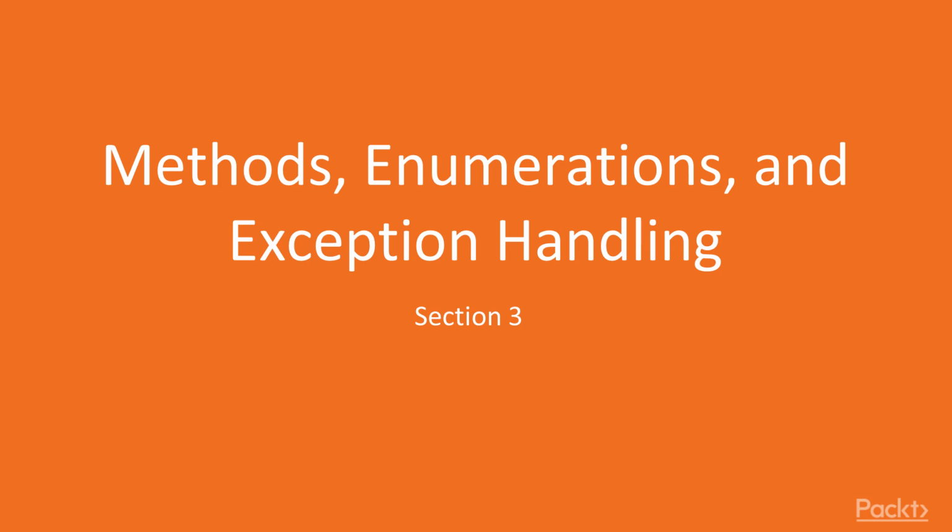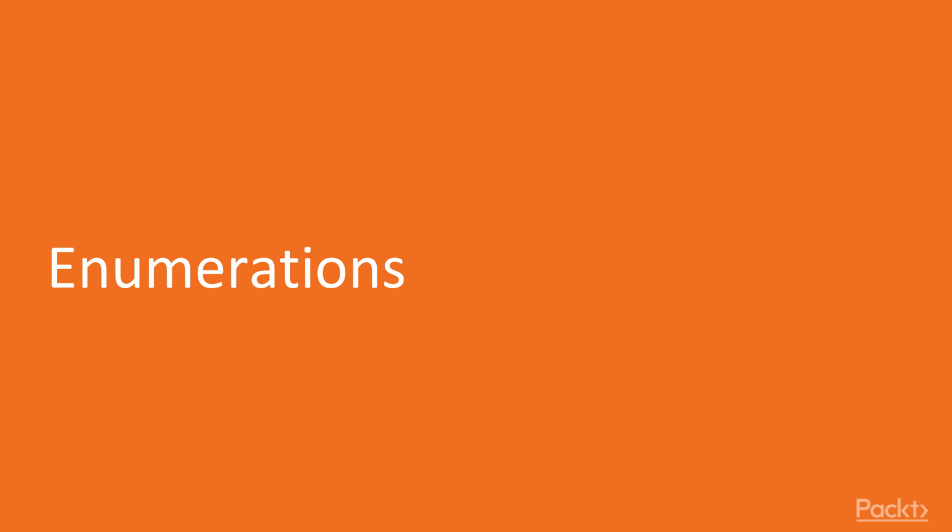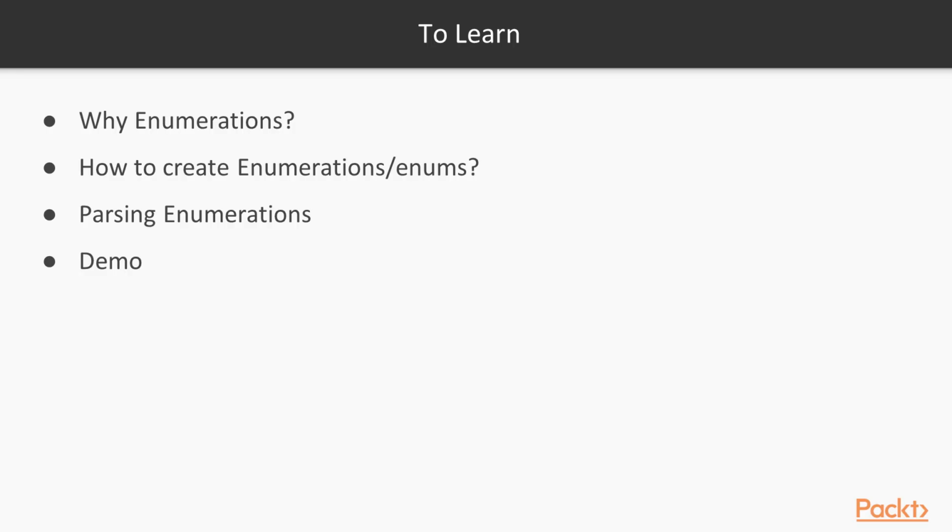This is section 3 for learning methods, enumerations, and exception handling while programming in C Sharp. This is the first video where we will discuss enumerations in C Sharp. In this session, you will learn what an enumeration is and why we should use it, how to create enumerations or enums in C Sharp, how to parse strings to enumerations, and we will see one example in C Sharp.